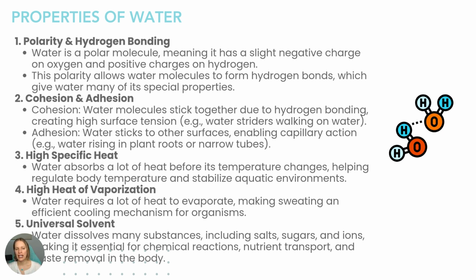Now, high specific heat. This is when water absorbs a lot of heat before its temperature changes, helping to regulate body temperature and stabilize water environments. So, water absorbs a lot of the heat before the temperature changes in that water. If it's super hot outside, the water in your cup isn't automatically going to be the same temperature as the outside temperature. It's not going to be ice cold anymore, but it's going to slowly raise its temperature. It takes time, but it's never going to be the same temperature as outside that cup.